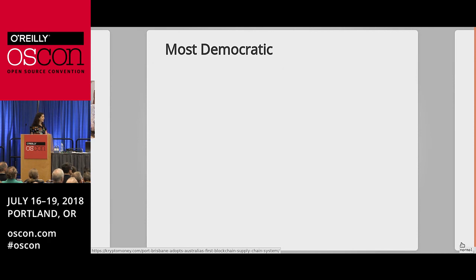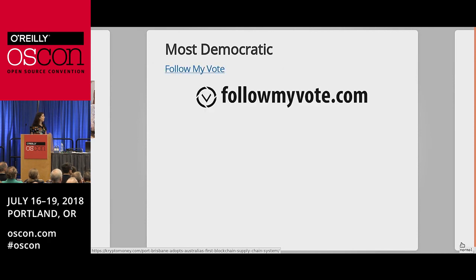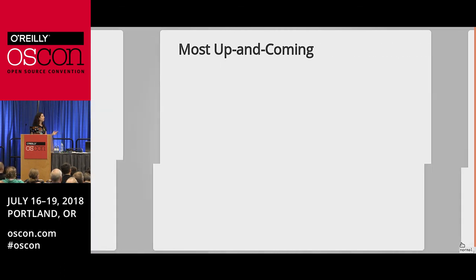The most democratic use is called Follow My Vote. This is a bit of the use case we talked about earlier: people recording votes and then being able to track where their vote is and what the data is, and also to count ballots and have a much quicker and more verifiable way of seeing who people voted for.